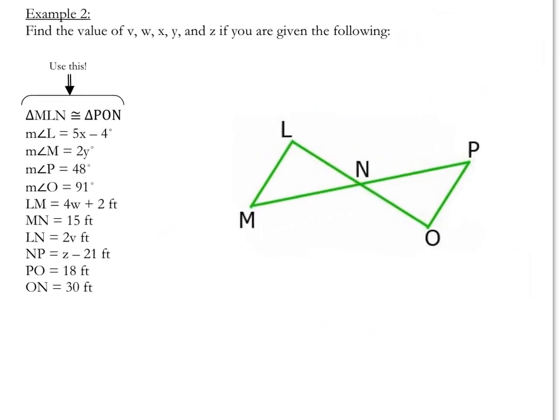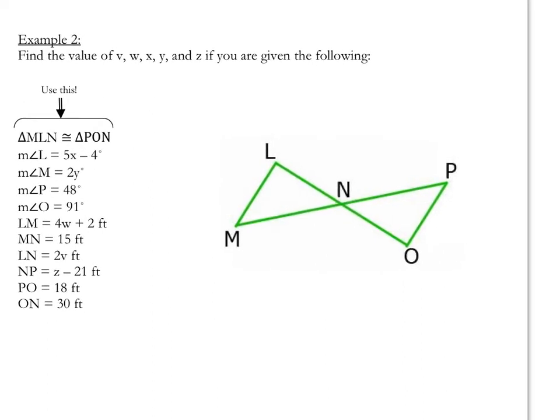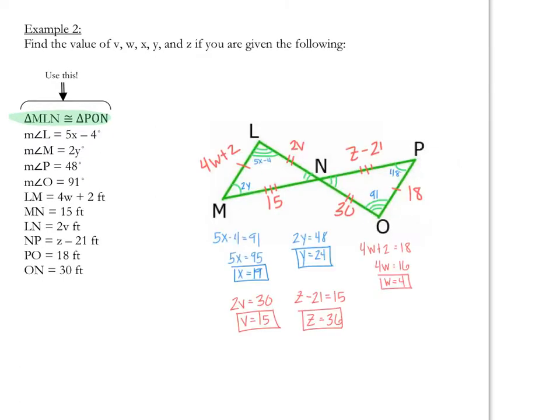So next page, I want you to pause it and to see if you can find the values of V, W, X, Y, and Z. And what you are going to do is you are going to use this congruent sign to put in some tick marks in your picture so then you know what is congruent. And then we'll talk about your answers. So pause the video, do the problem, and then we'll talk about it.